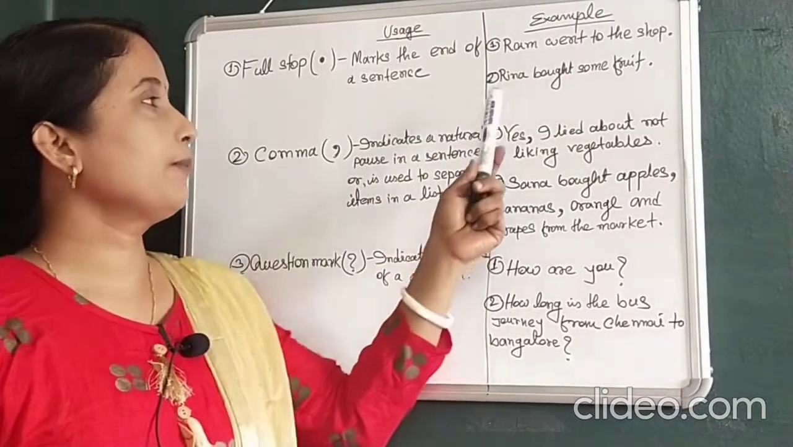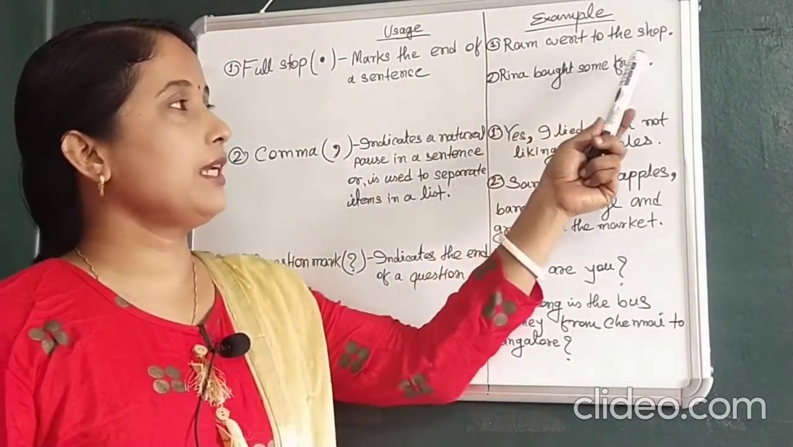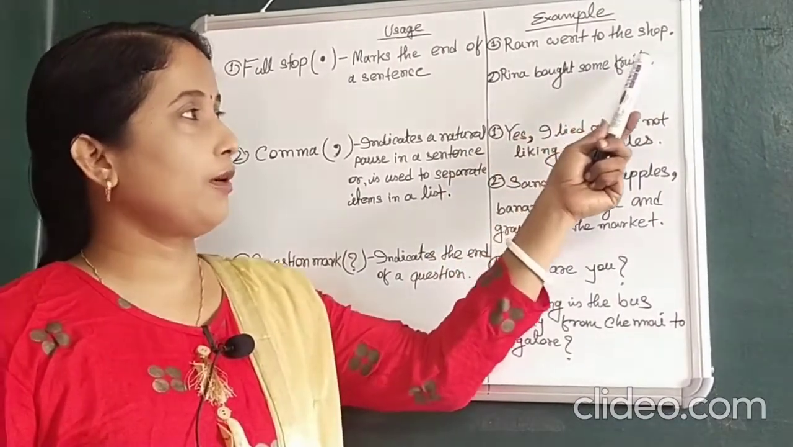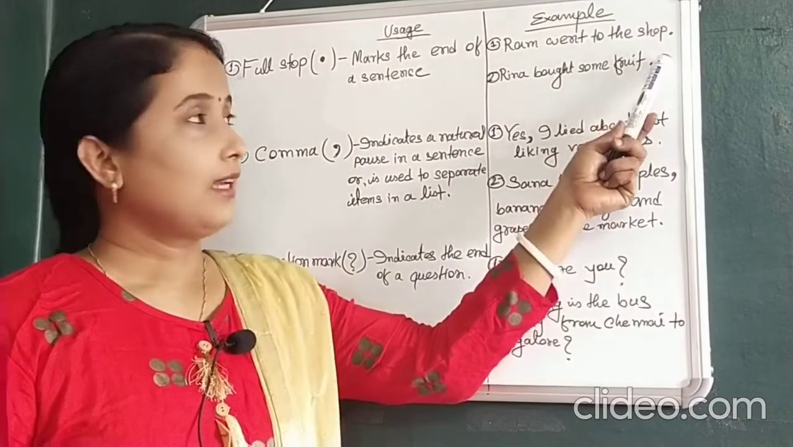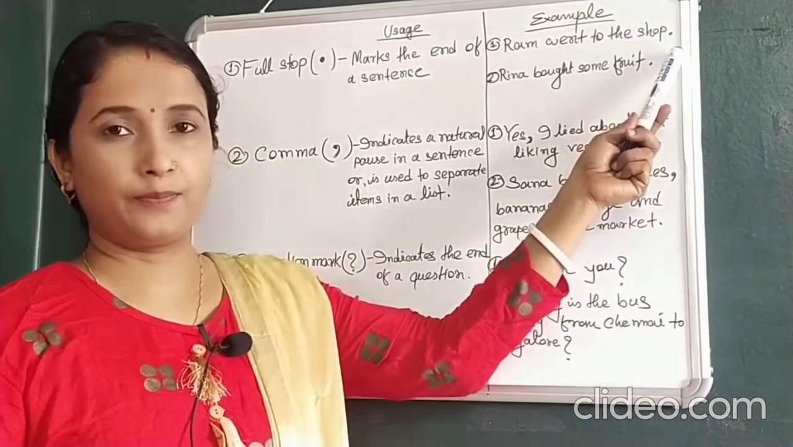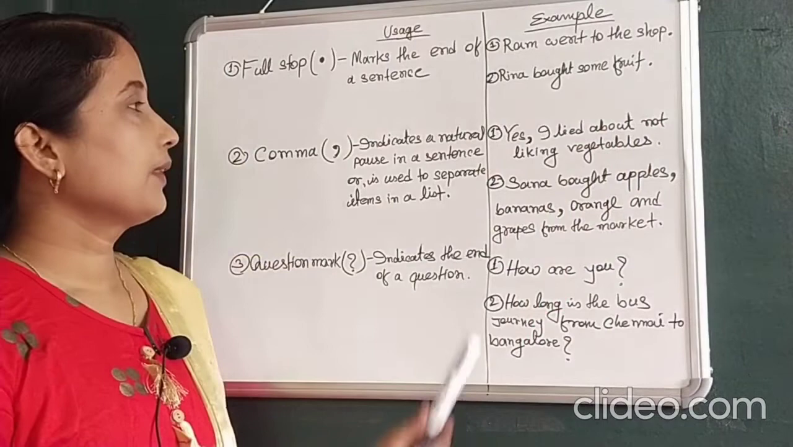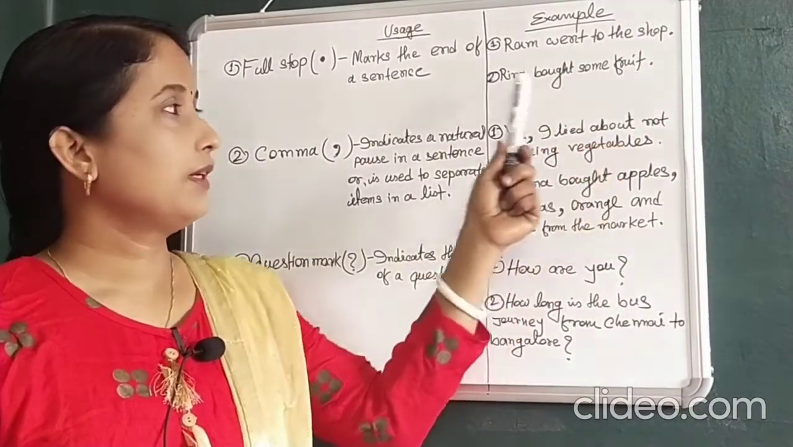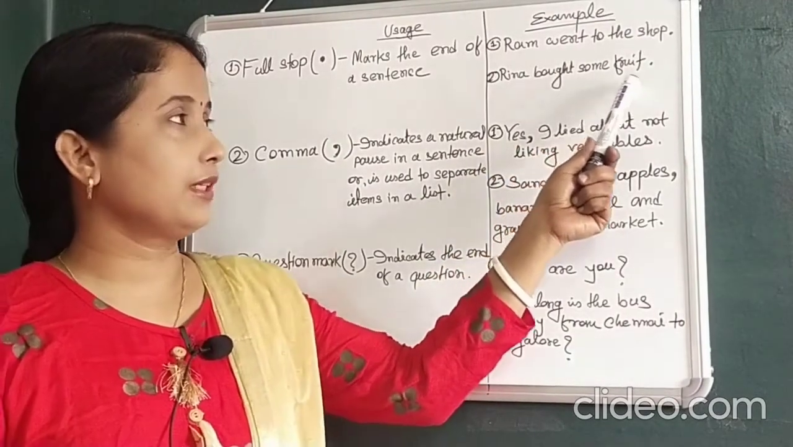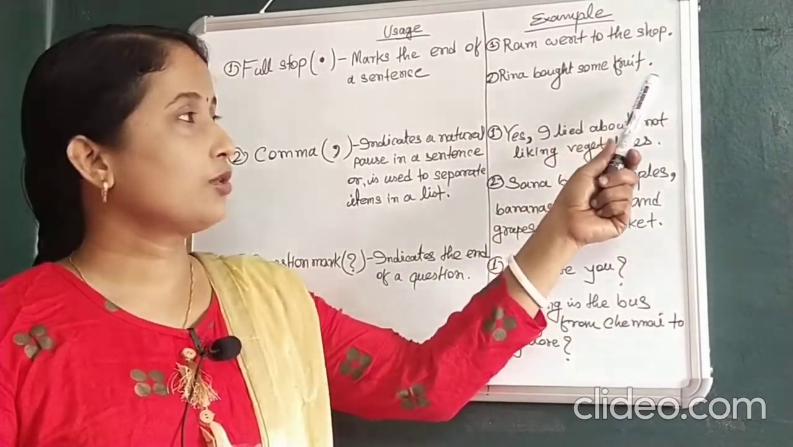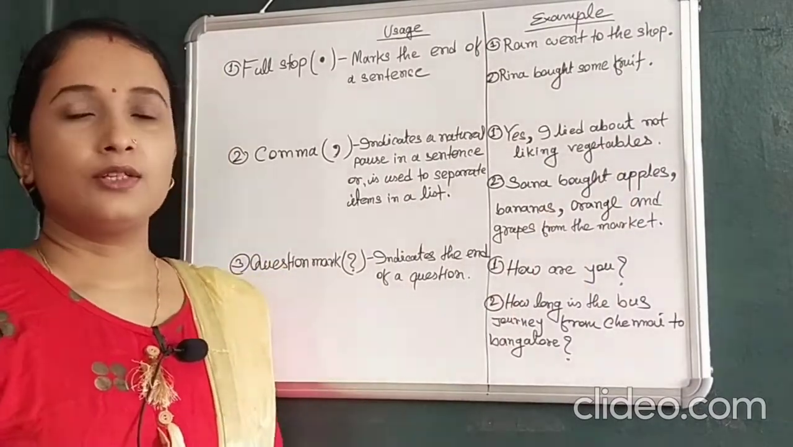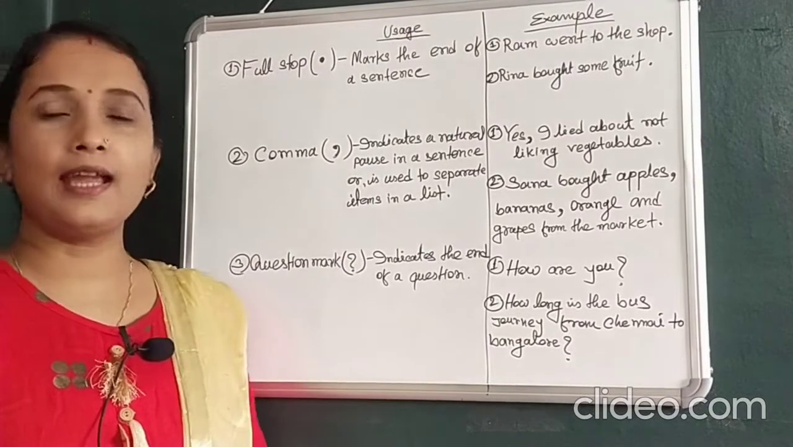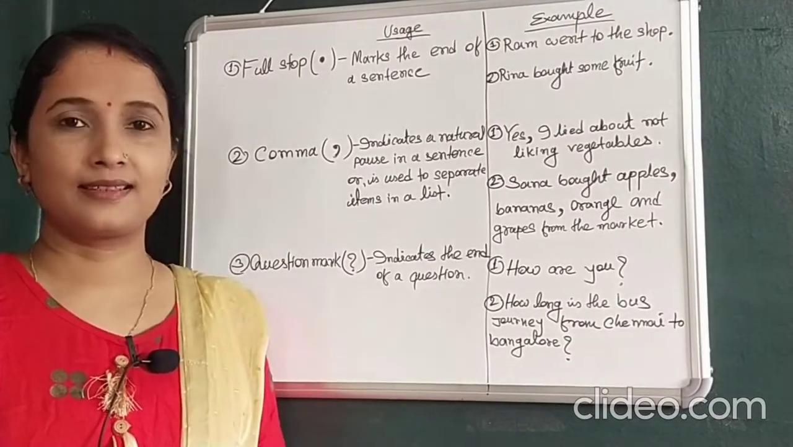Let's see an example. Ram went to the shop. Full stop. Here the sentence is ended, and so we use full stop. Next example, Rina bought some fruit. Full stop. The sentence is ended here, so we use full stop. So we use full stop at the end of a sentence.